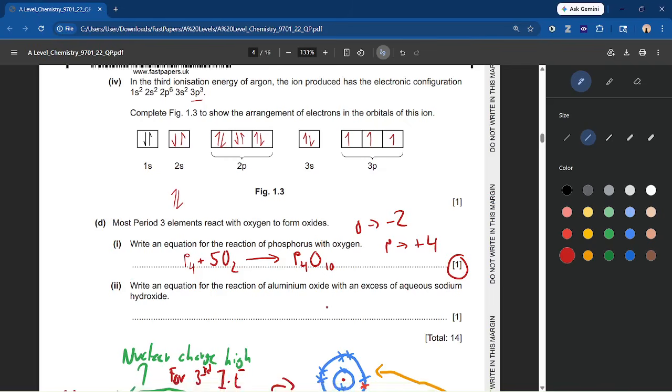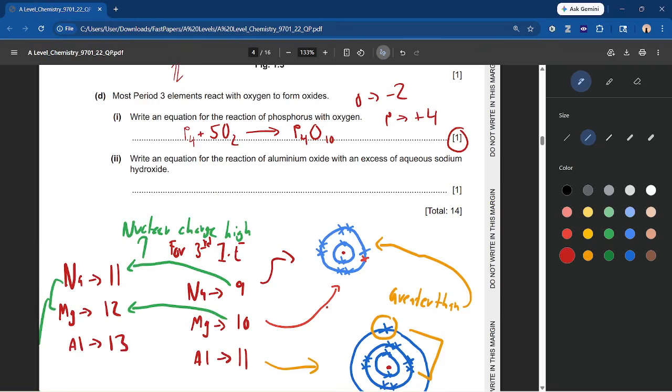Write an equation for the reaction of aluminum oxide with an excess of aqueous sodium hydroxide. So it's going to be aluminum oxide plus, again, it's only 1 mark, so you don't need to include state symbols, plus sodium hydroxide. And this is going to give you 2NaAl(OH)4. Simple. Sodium has a valency of +1, aluminum has a valency of +3, hydroxide has a valency of -1, so -1 plus that, and you get hydroxide.